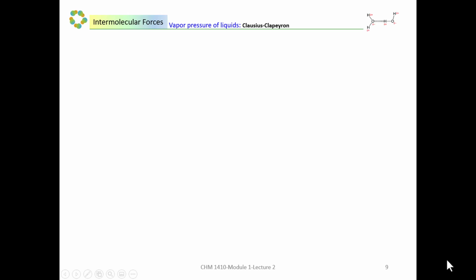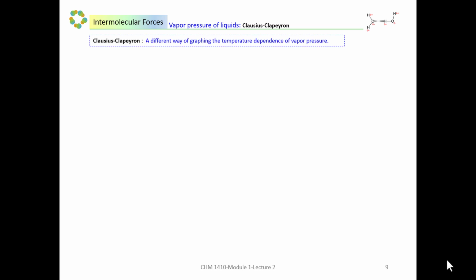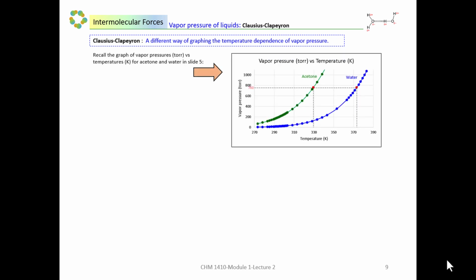So let's discuss this different way of graphing vapor pressure and temperature data. What we'll introduce here is the Clausius-Clapeyron equation, and this is simply a different way of graphing the temperature dependence of vapor pressure. So recall the graph of the vapor pressure versus temperature plot for acetone and water in a previous slide. I've reproduced it here. So we have vapor pressure in torr versus temperature in Kelvin for both acetone and water.